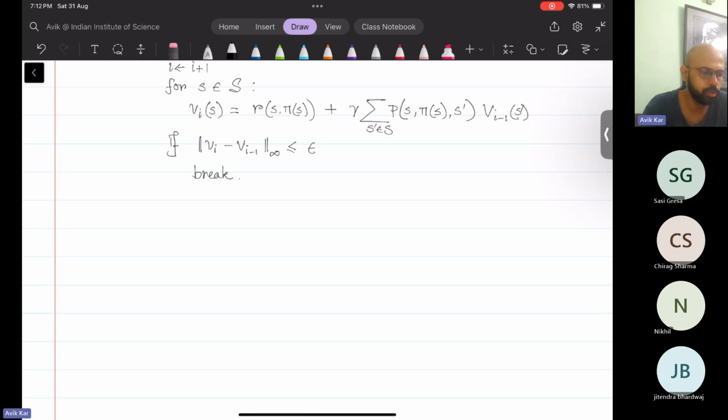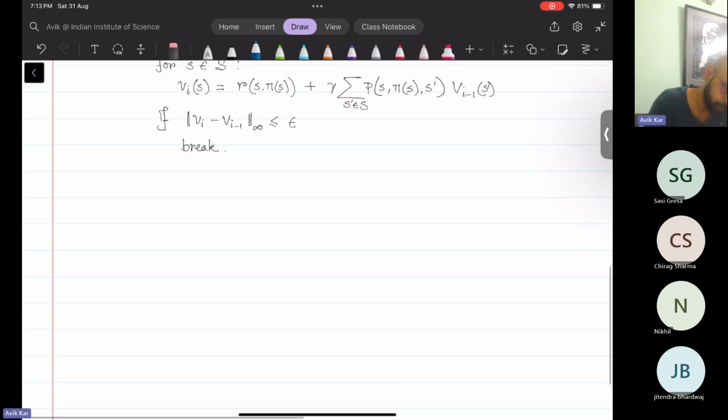But what if you don't know the model? There comes the learning component of our course, which is basically the main focus.